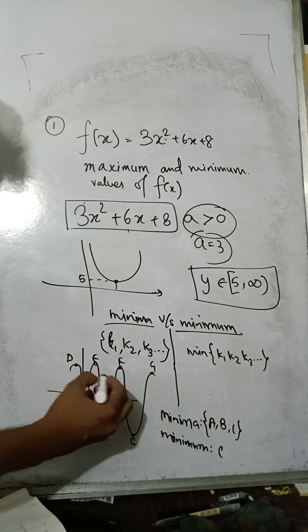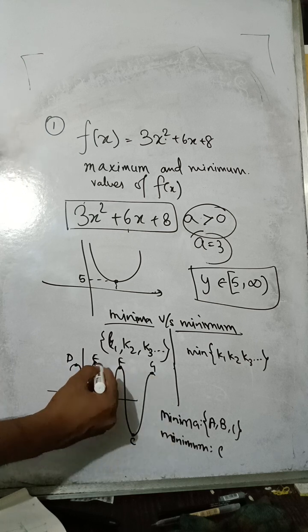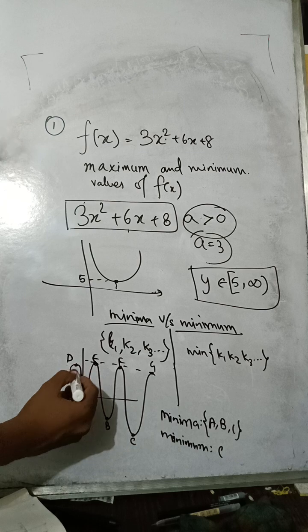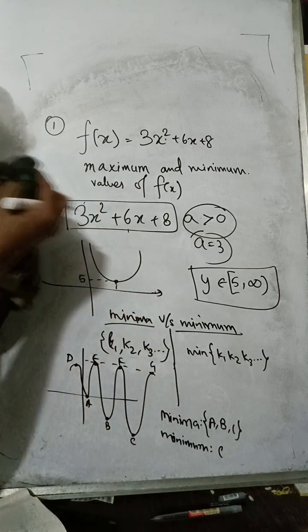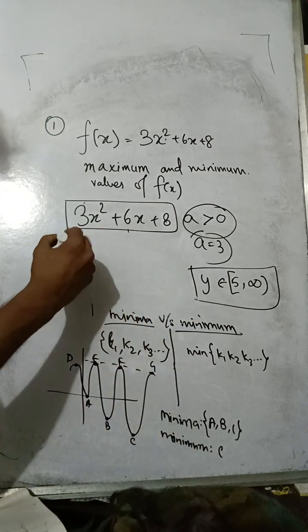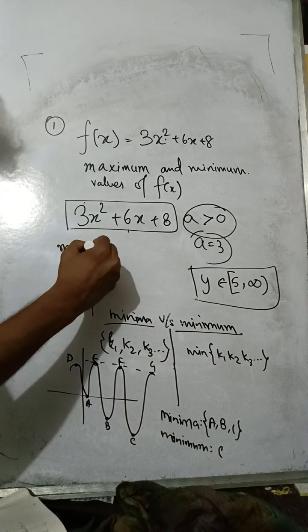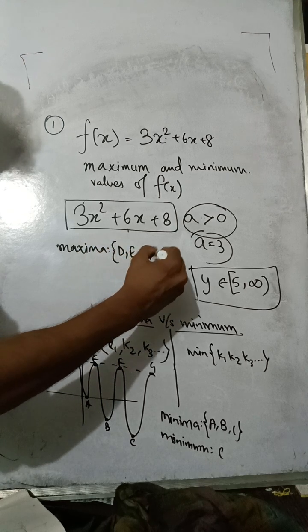Suppose here E and F are equal. Also G is equal. So we have 4 maximas here. So what are the maximas here? D, E, F and G.